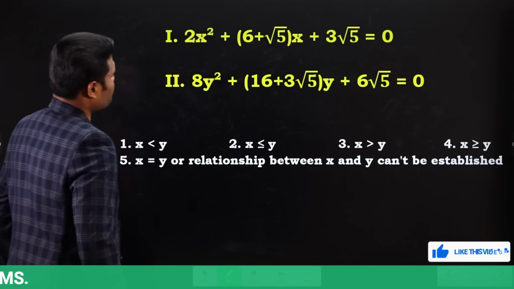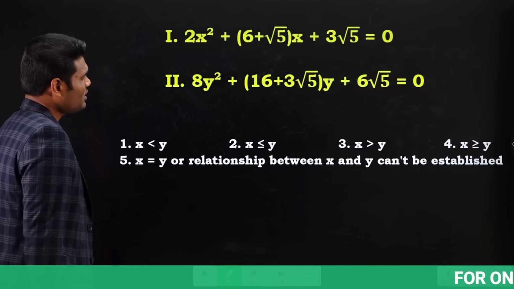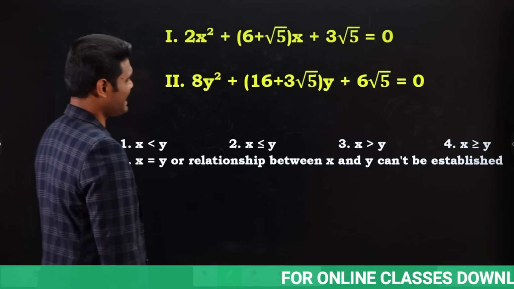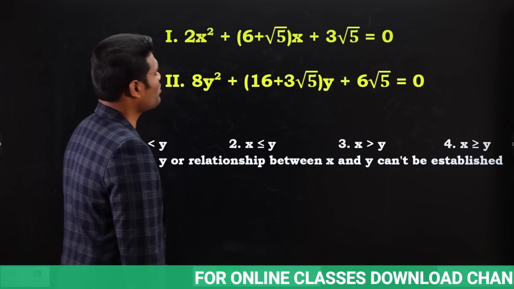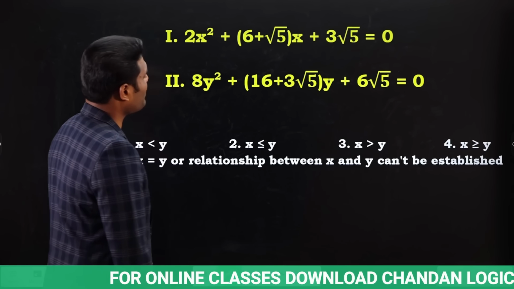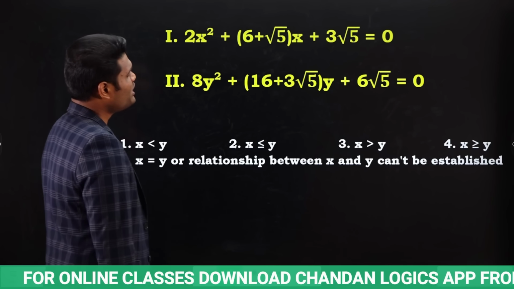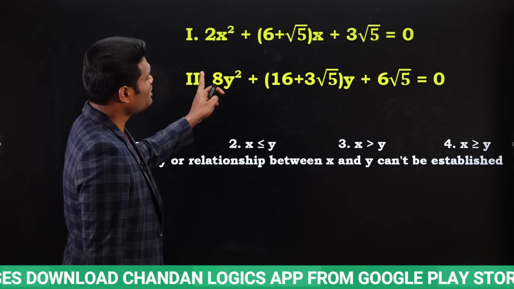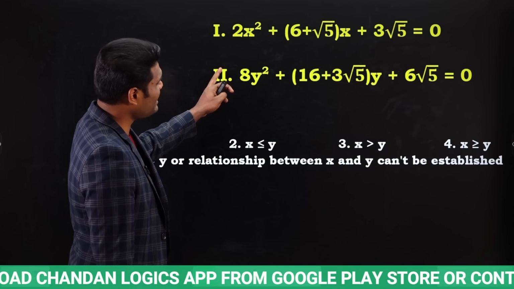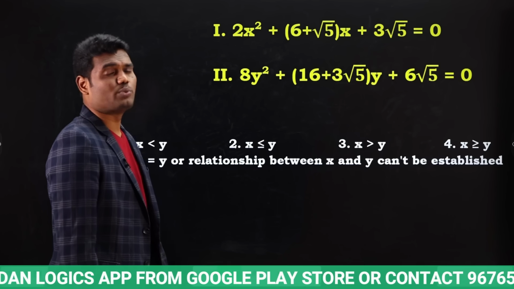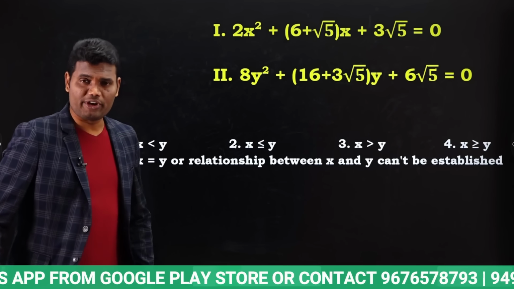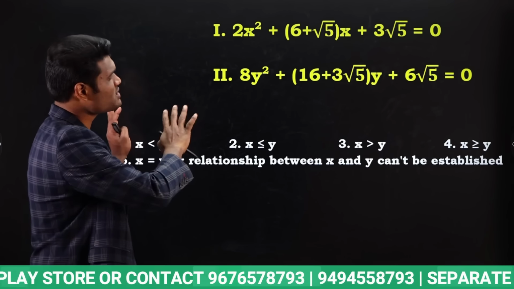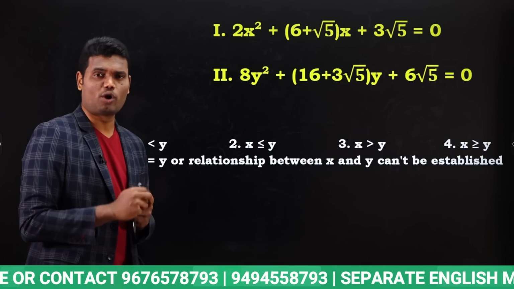Okay. Next one. 2x square plus (6 plus root 5)x plus 3 root 5 equal to 0. Next one, 8y square plus (16 plus 3 root 5)y plus 6 root 5 equal to 0. Now this is also a very good question, and if you really understand it, you can solve this very easily. If you want, you can pause the video and say what your answer is in the comment box.